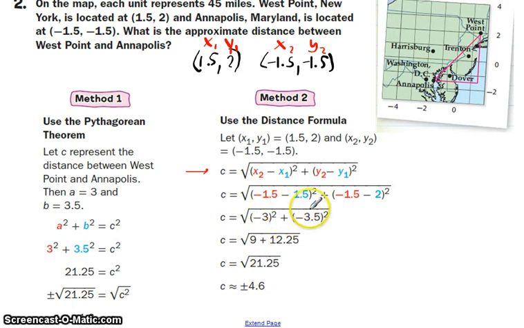-3 squared is 9. -3.5 squared is 12.25. Add them together, we get 21.25. And just like in the Pythagorean theorem, our last step is to always find the square root. So the square root of 21.5 is 4.6. You can see that we end up with the same answer, okay? Because they're basically the same formula, okay?